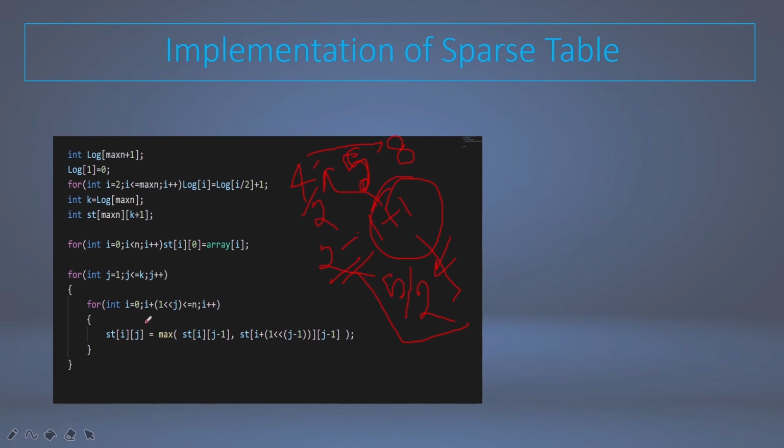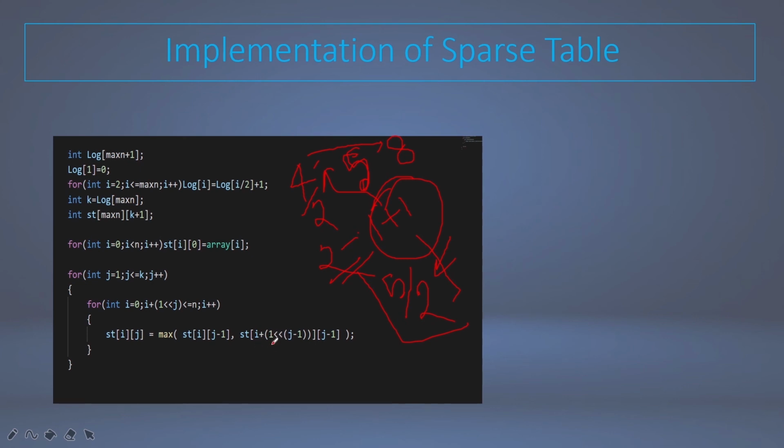So firstly I am traversing the array. At each step, from this position I have to make a block of length 2 to the power j, right? So for that I am using the previous sparse table computation. From this position I am taking the maximum of length 2 to the power j minus 1, which is the previous size. Then I am jumping 2 to the power j minus 1 length from this position, which will be i plus 1 left shift j minus 1, right?